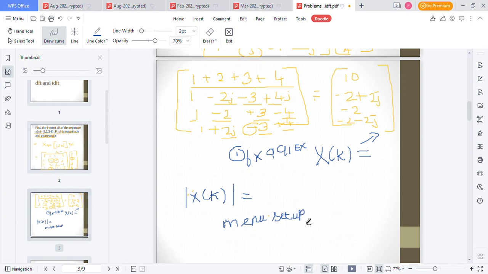If you go to your menu setup, you will have complex. So please do keep your calculator in complex, that is CMP, complex 2. When you go to menu setup, you will have 1 and 2. So 2 is your complex. Press 2, and you're going to get your complex.